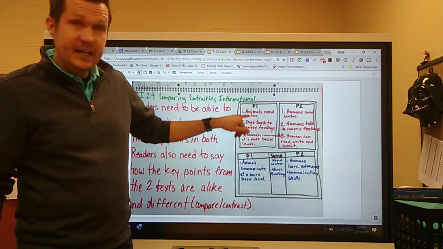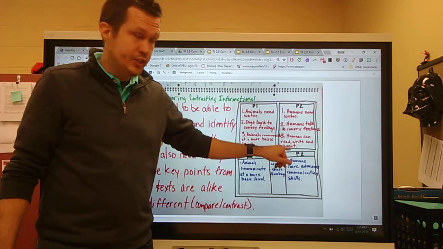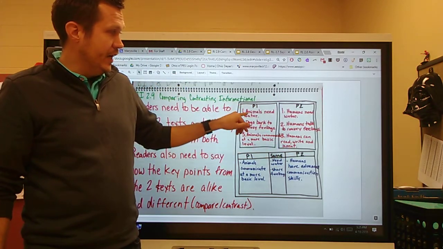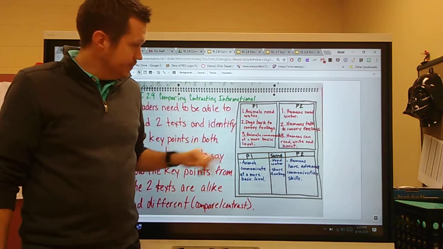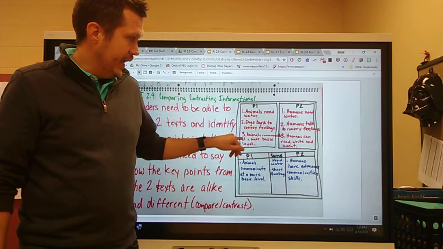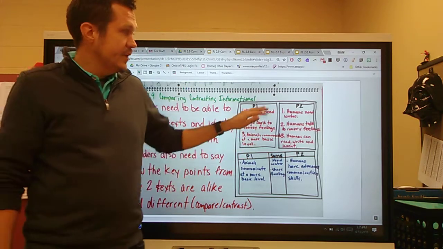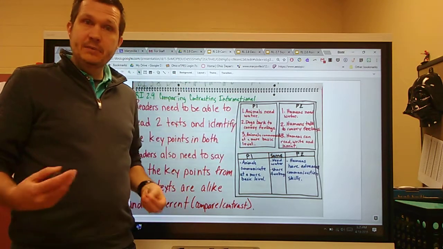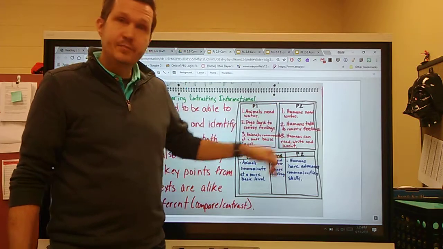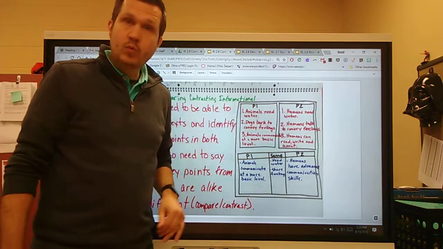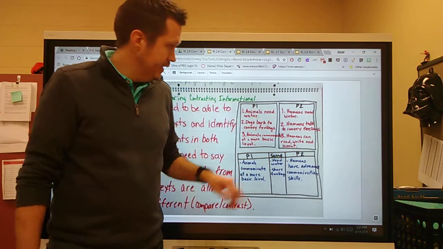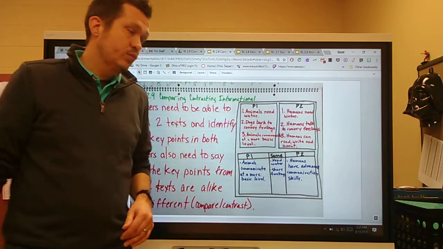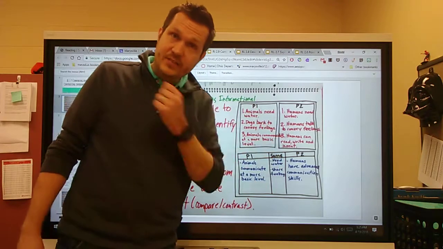So here is passage 1, and here's passage 2. Passage 1 is talking about how animals need water, how dogs bark to convey feelings, and how animals communicate at a more basic level. Those are some of the key points. Here are the key points in passage 2. Humans need water. Humans talk to convey feelings. And humans can read, write, and invent.